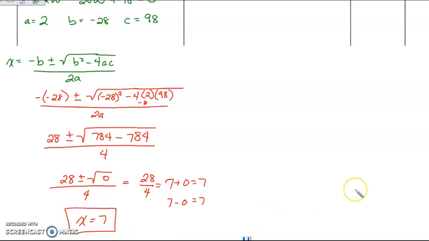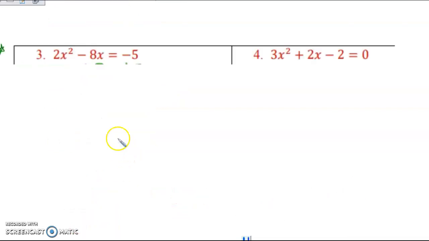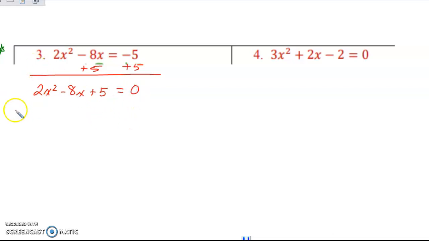Okay? Now let's go over and look at, I believe, number 3. Yes, number 3. So we have 2x squared minus 8x equals negative 5. It's not in standard form, so I need to put it in standard form. So I'm going to add 5 to each side. So I get 2x squared minus 8x plus 5 equals 0. I identify my a is 2, my b is negative 8, and my c is 5.